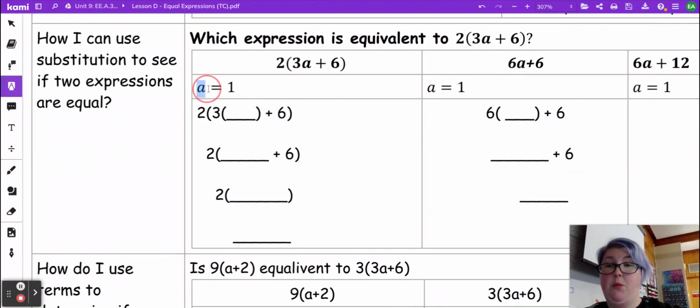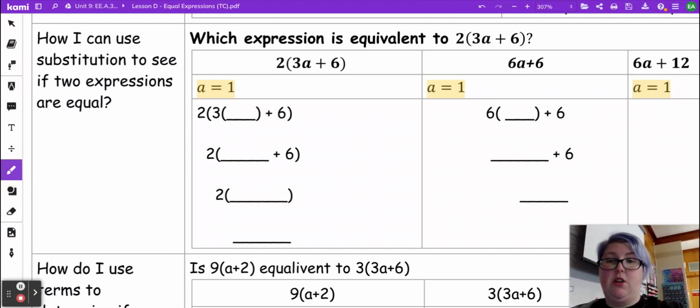So if we make it really easy on ourselves and we say A equals 1, are all 3 of these expressions, because there's no equal sign, it's an expression, all 3 equivalent? Well, let's see with substitution. So for A, we write 1. Use our order of operations to simplify. So 2 times 3, that's a level 2. 3 times 1, that's a level 2. Plus is a level 1.